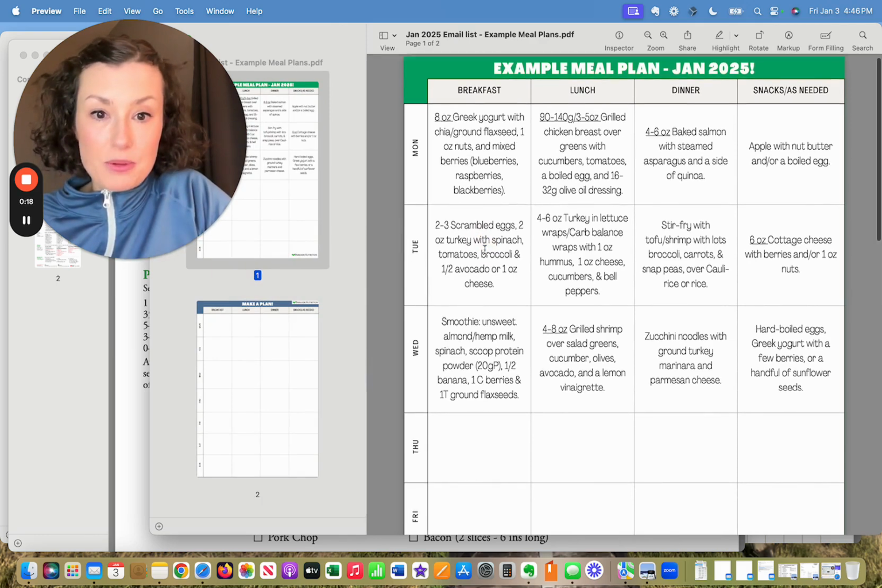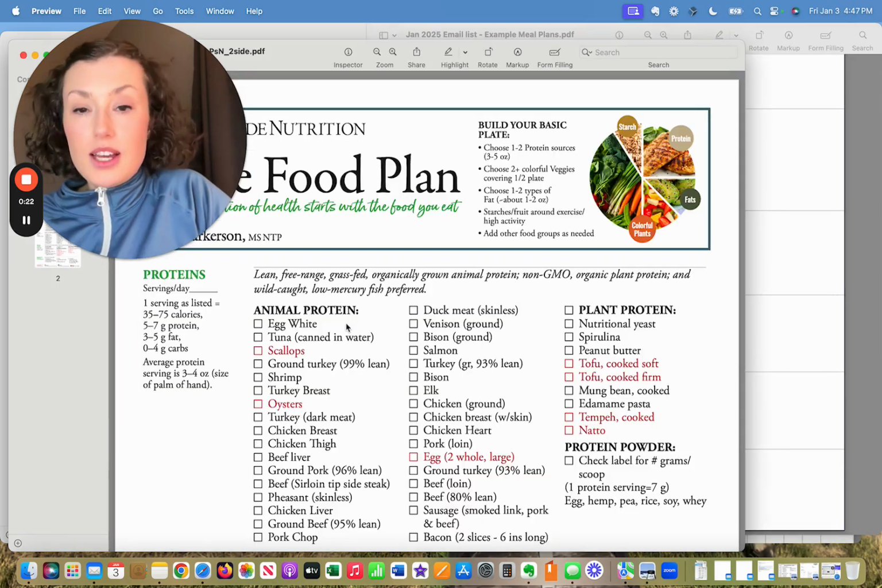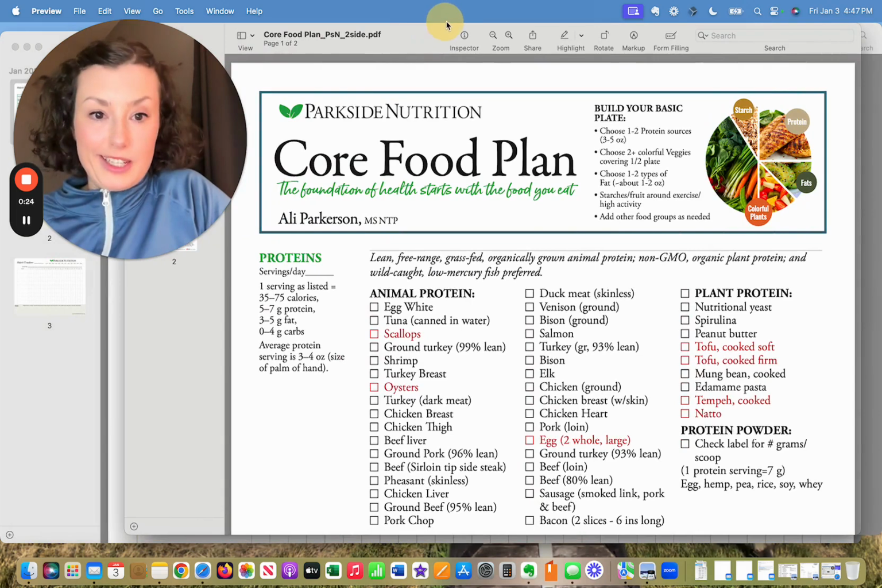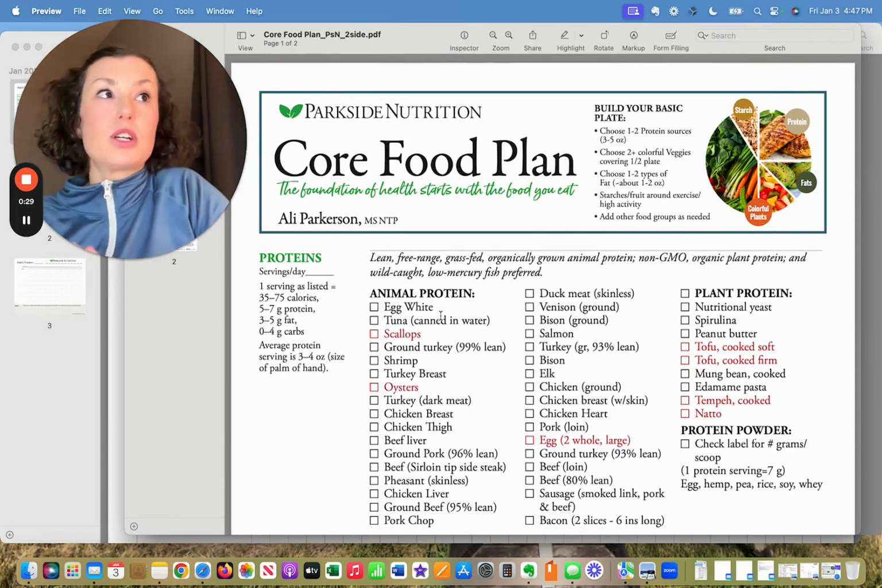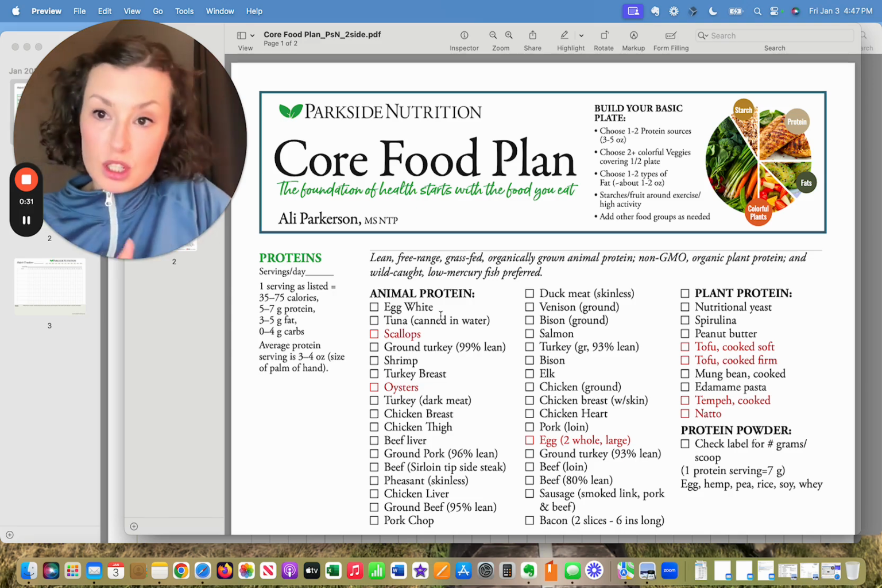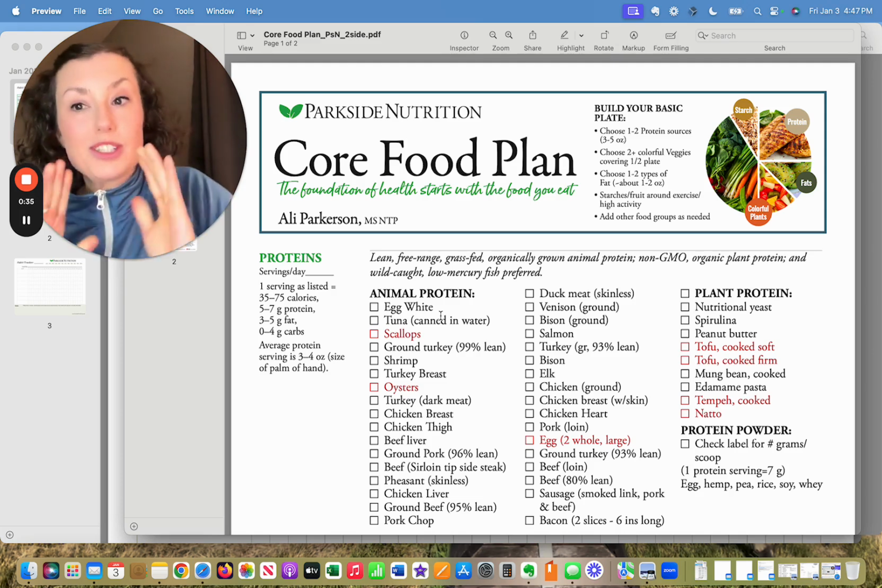So we have this example meal plan. There's a blank one too, so you can write down what you want to have this next week. And then this core food plan. So this is just a list of foods. It categorizes things. So if you're not comfortable or confident of what's a protein source, what's a good protein source, what's a good non-starchy vegetable source, this is your best friend.